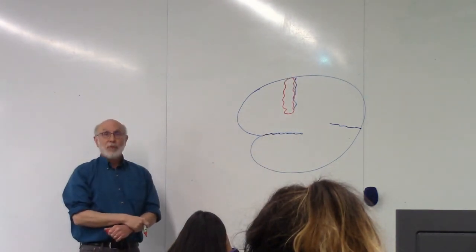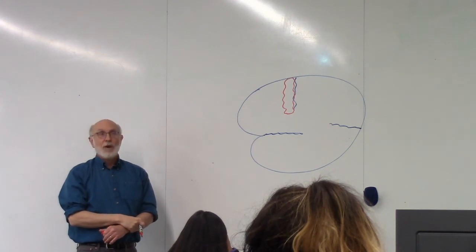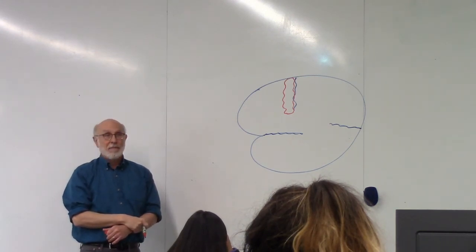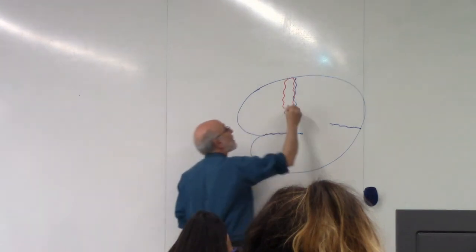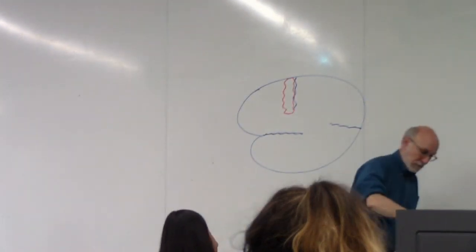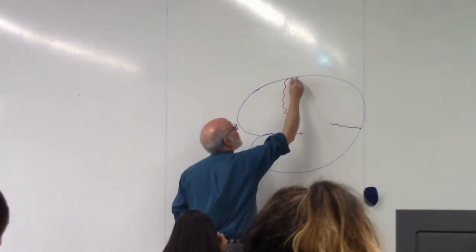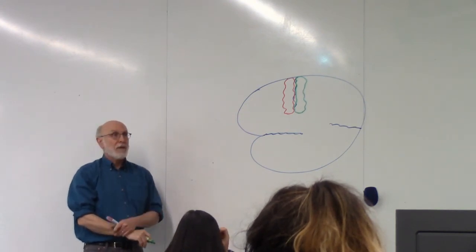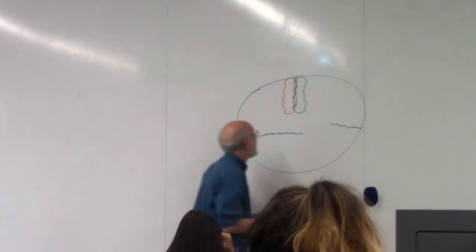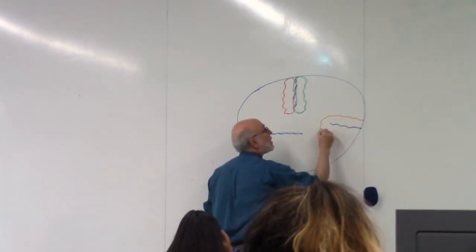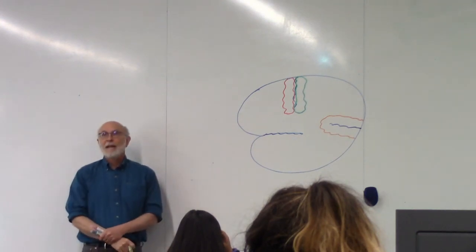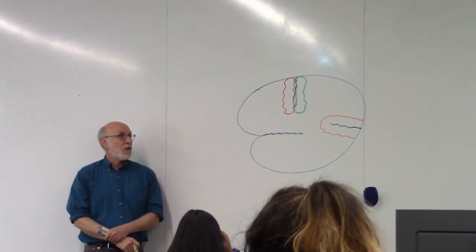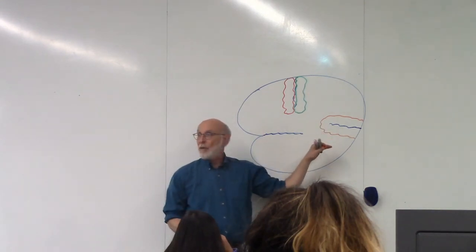The precentral gyrus, which is also known as the primary motor cortex. What's that? The postcentral gyrus, also known as the primary somatosensory cortex. What's that? Primary visual cortex, above and below the calcarine sulcus.